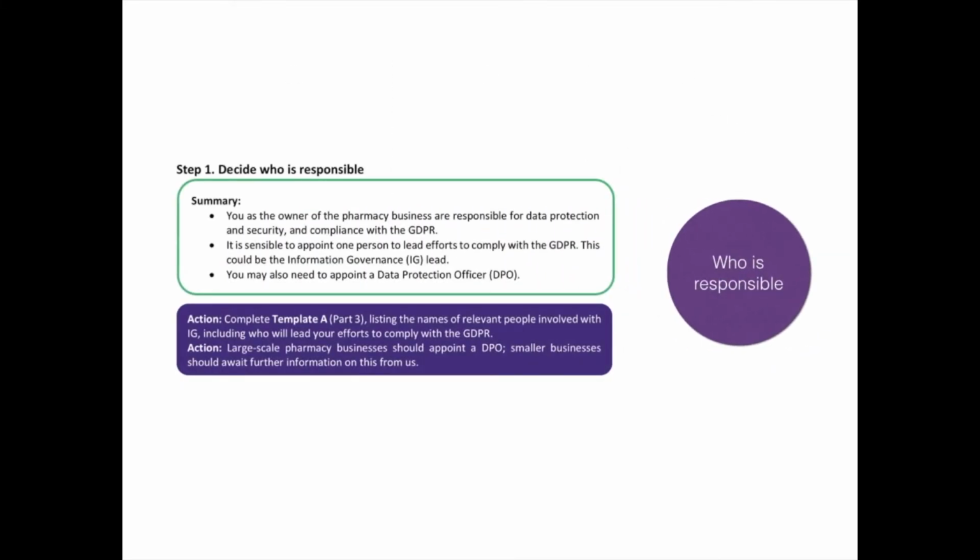Here there are two potential actions that you'll need to take under template A. The first thing is you'll need a listing of the names that are relevant for those involved in information governance. The second thing is to appoint something called a data protection officer. However, this is probably more likely to occur in large-scale pharmacy businesses, and as such there is no need at present to appoint anybody in this role, although more information on that is coming out soon.